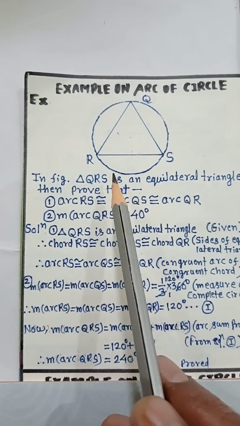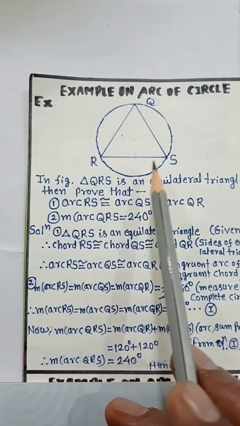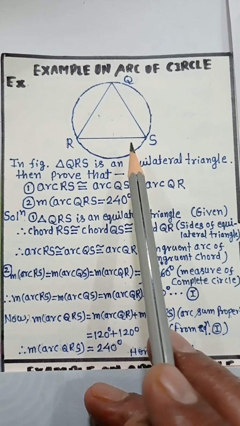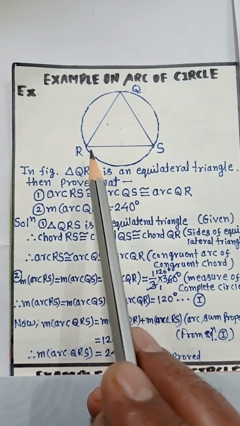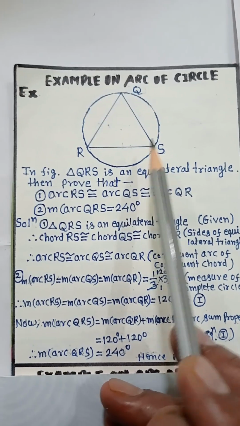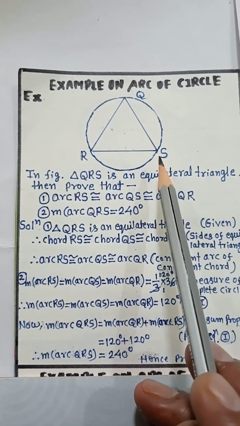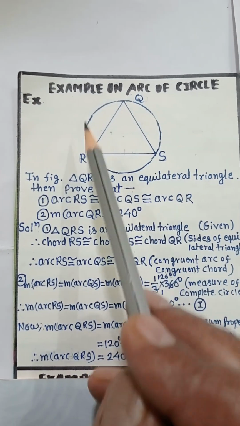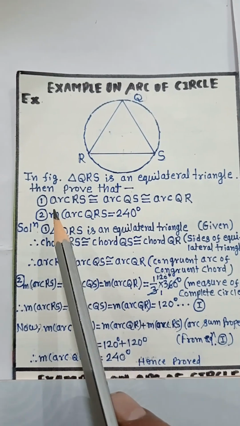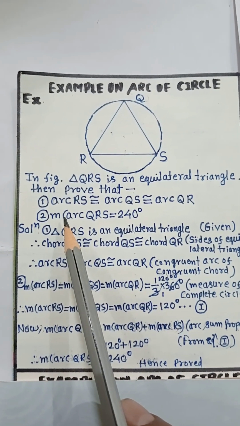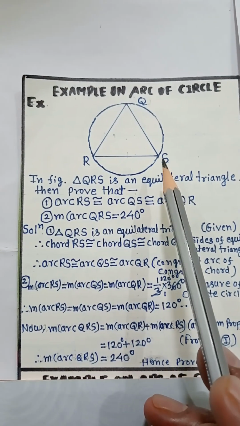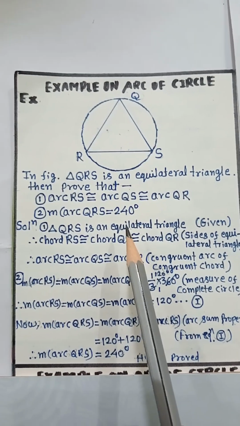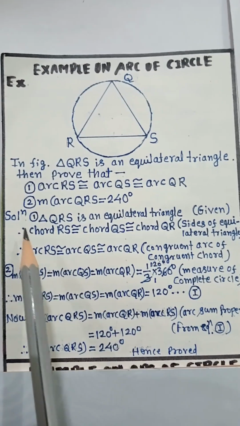In the figure, triangle QRS is an equilateral triangle. Then prove that arc RS congruent arc QS congruent arc QR. Second, prove that measure arc QRS is equal to 240 degree. Solution.